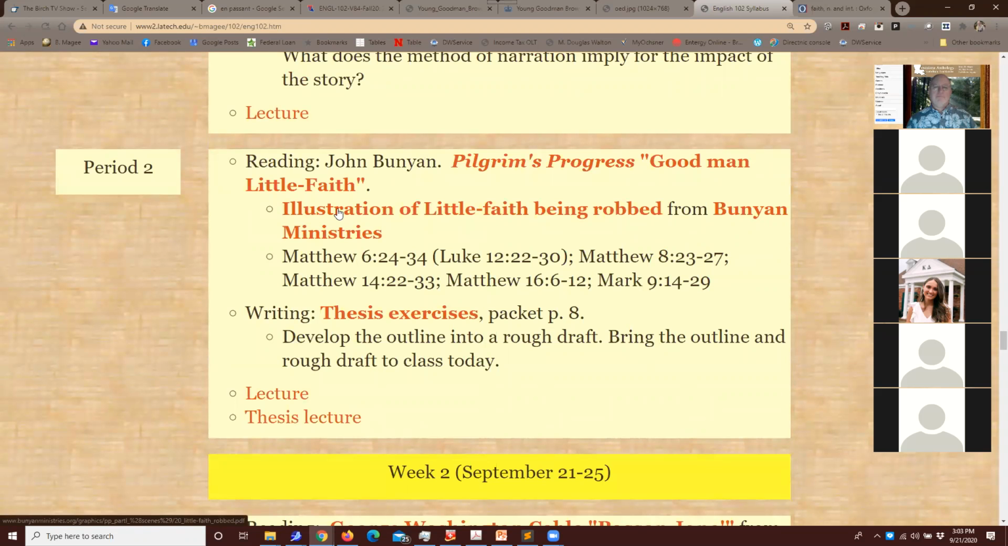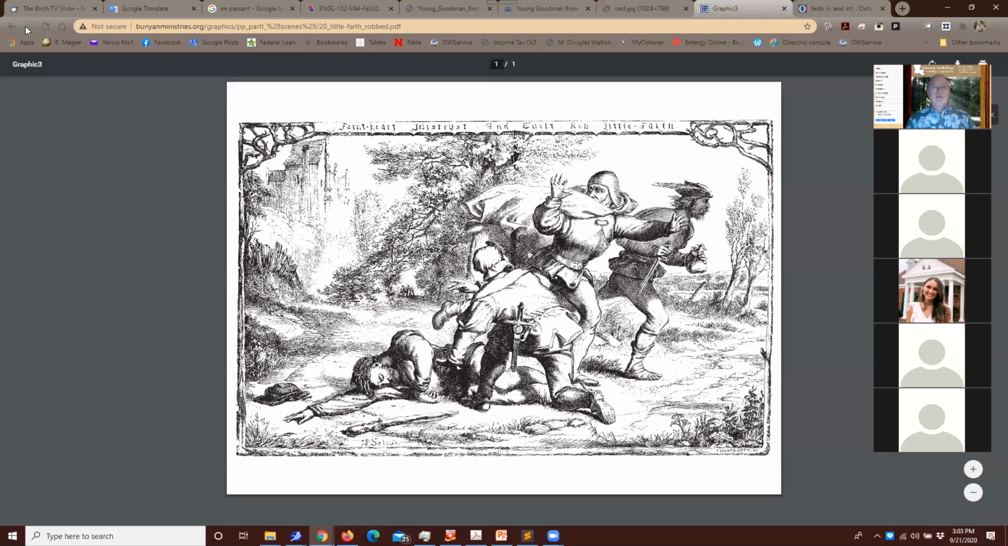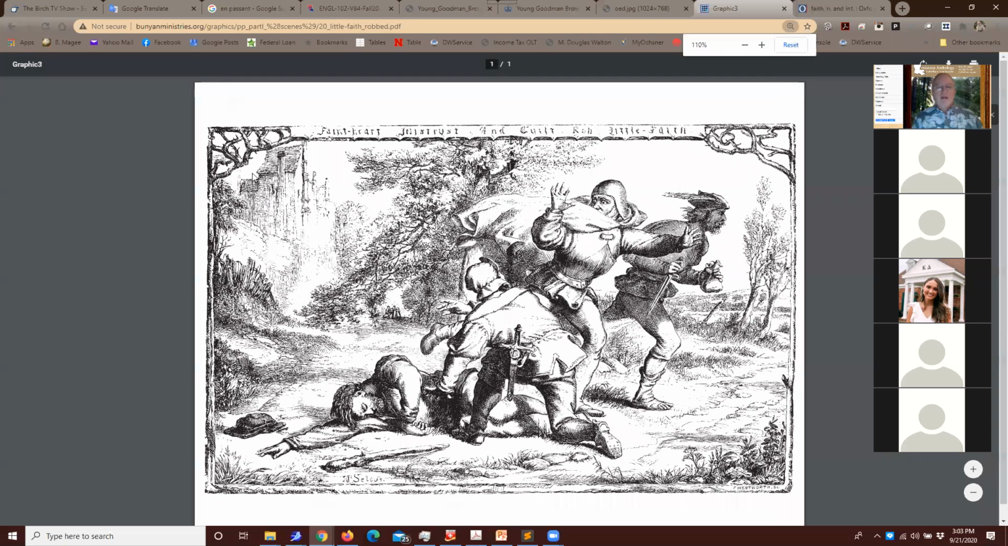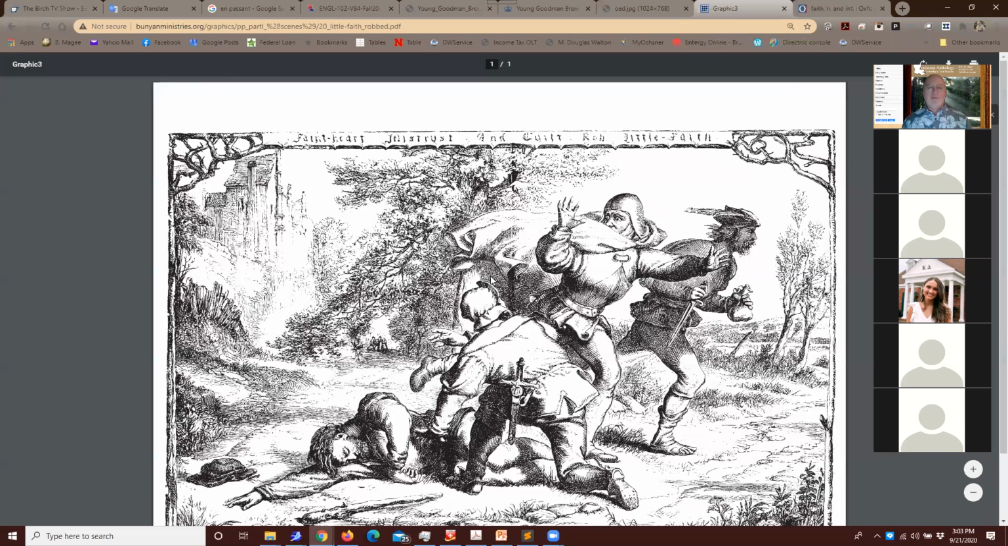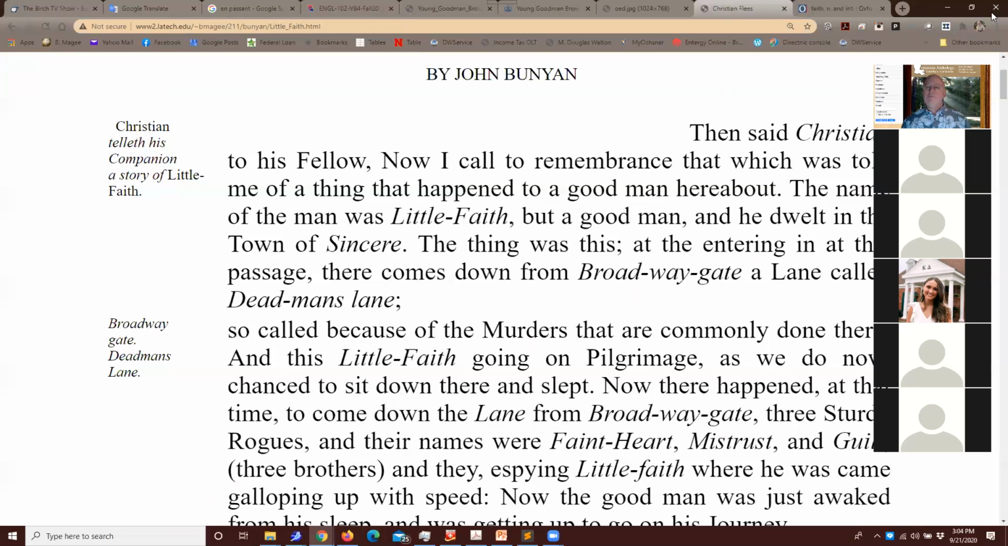Let's see. So I started reading, is that right? Well, this is the illustration of the robbery that occurs, where Goodman Little Faith is waylaid by faint heart, mistrust, and guilt. And they steal his travel money, but not his, well, let's go into it. Where? Oh, here it is. There we go. Need to move that over a little bit.